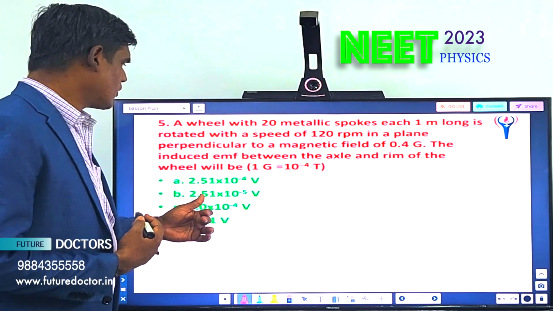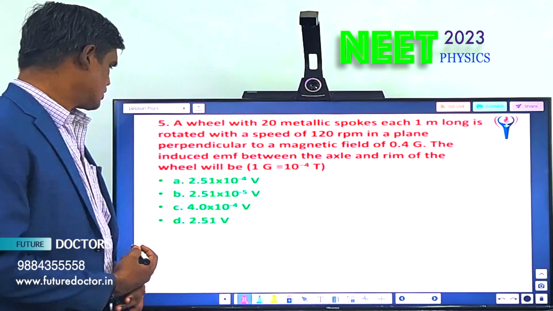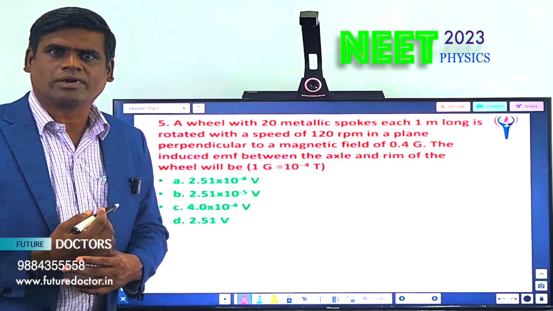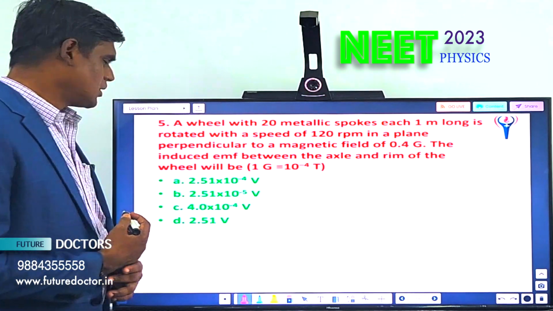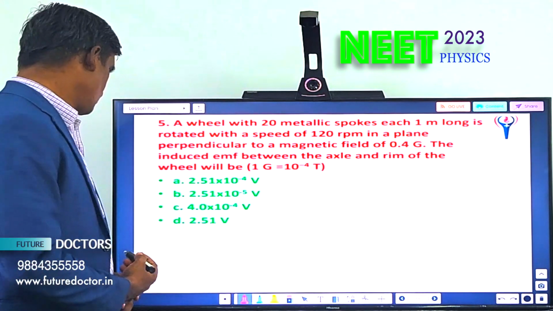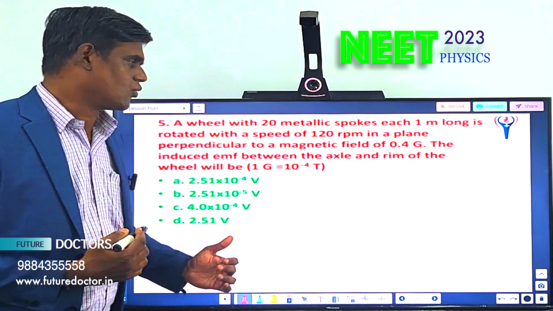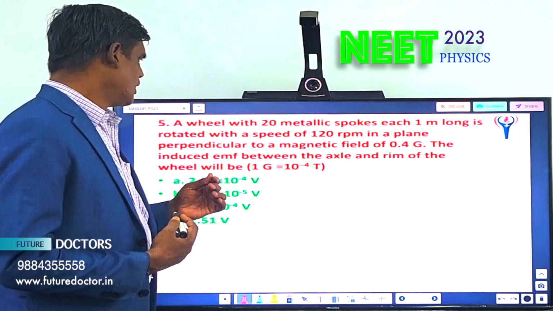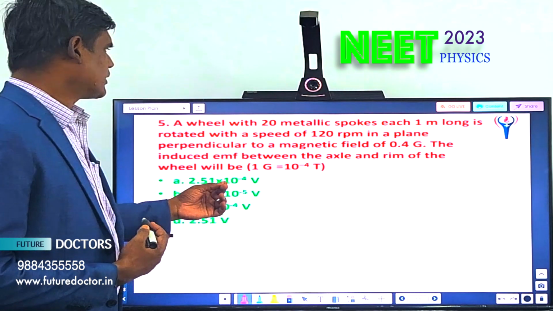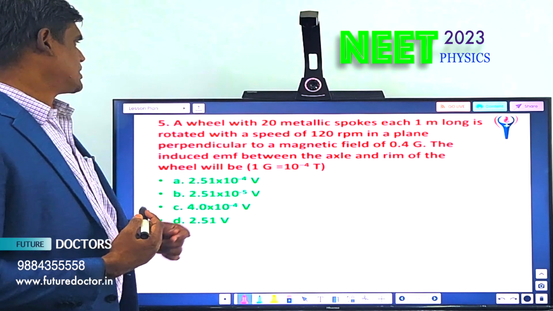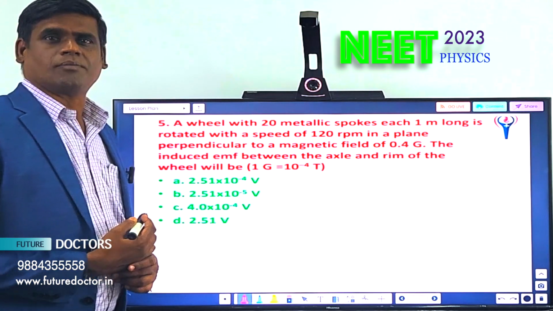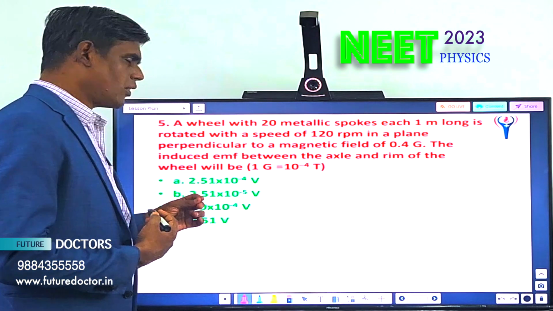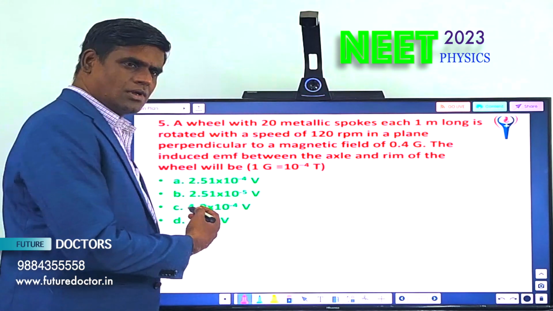Option A, 2.51 into 10 power minus 4 volt. B option 2.51 into 10 power minus 5 volts. C option 4.0 into 10 power minus 4 volt. D option 2.51 volt. That is, you should know the relationship between induced EMF and the RPM, that is the frequency, and the magnetic field B value. By knowing the formula, you will derive this solution.